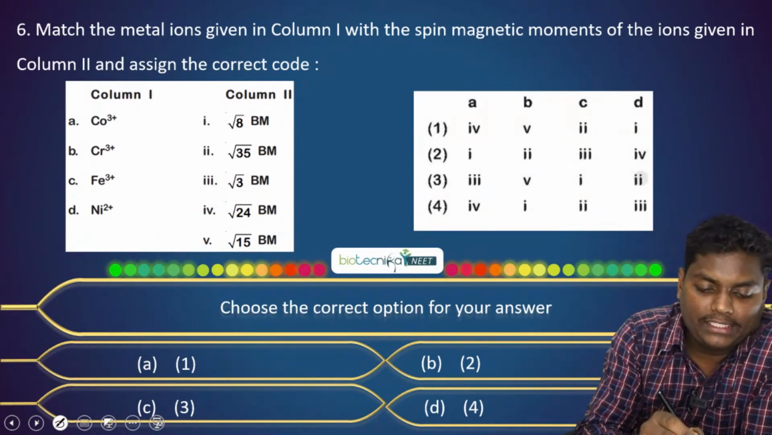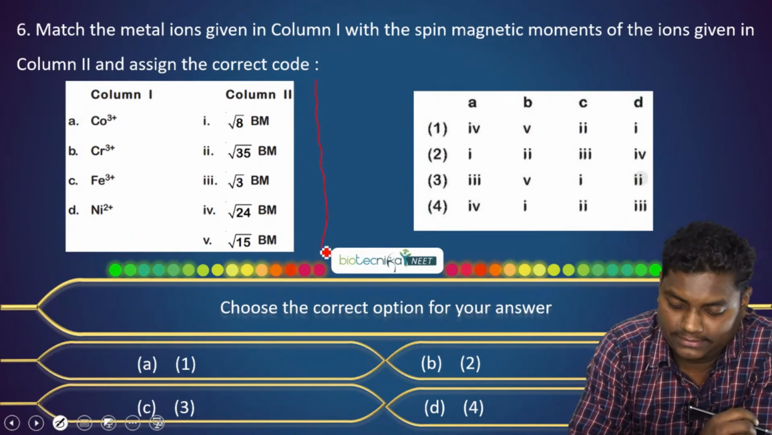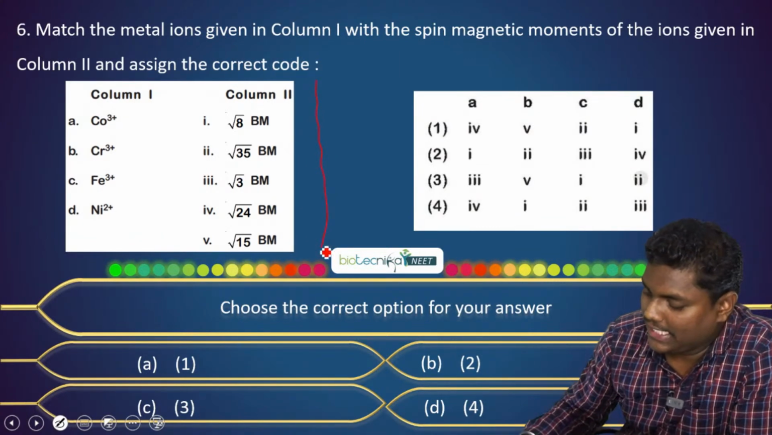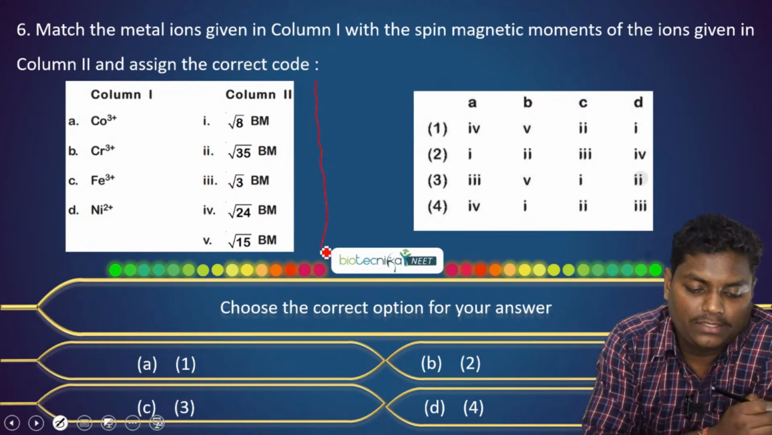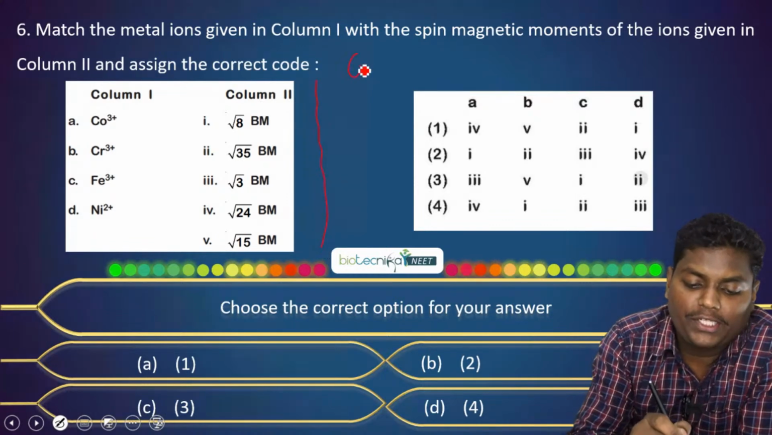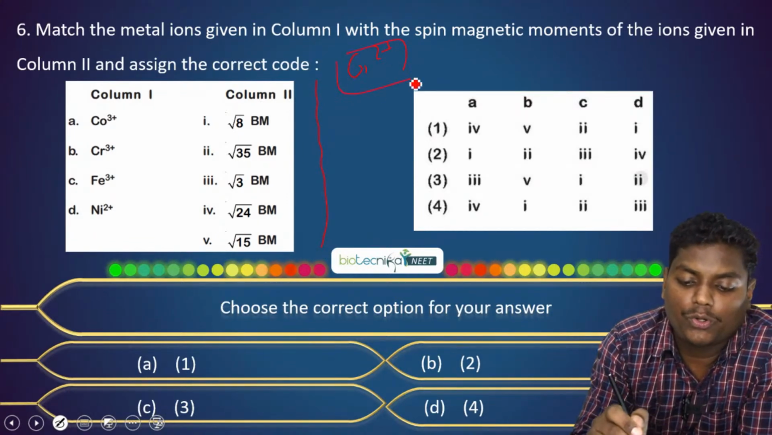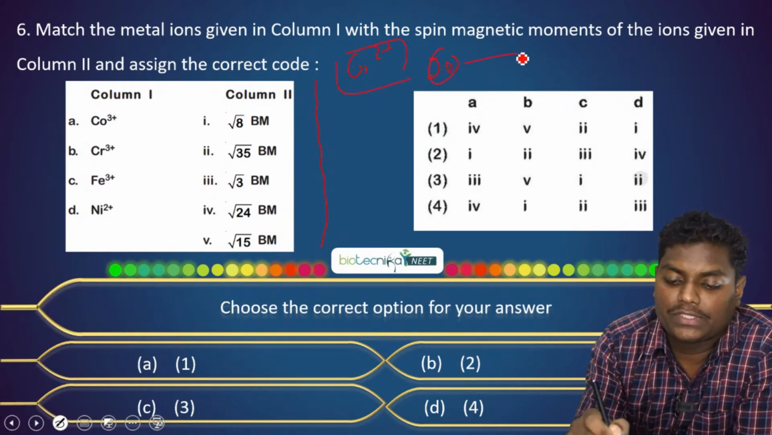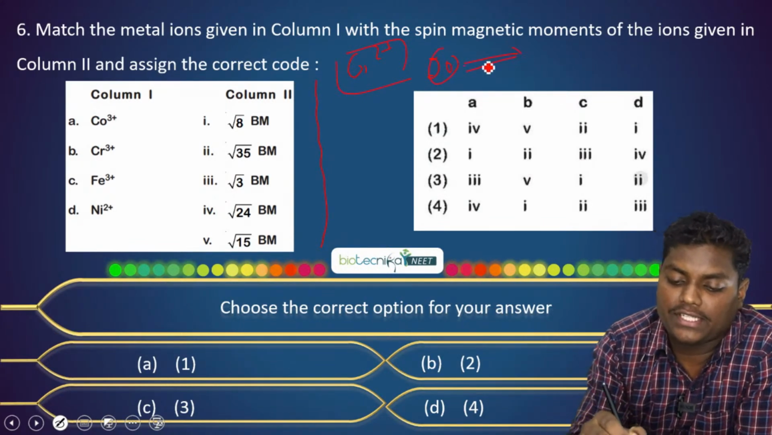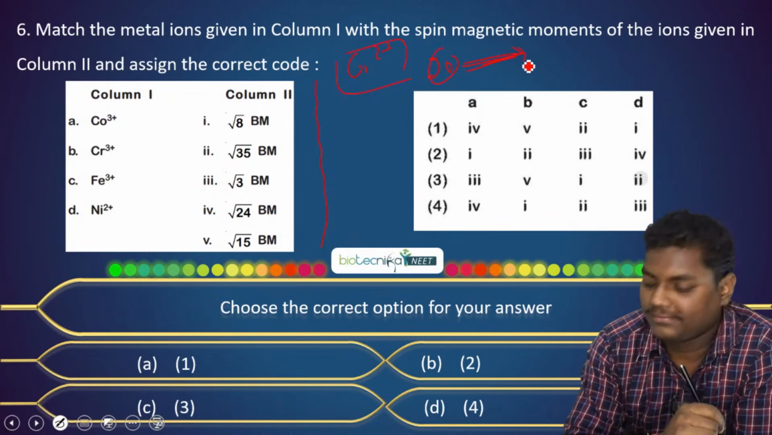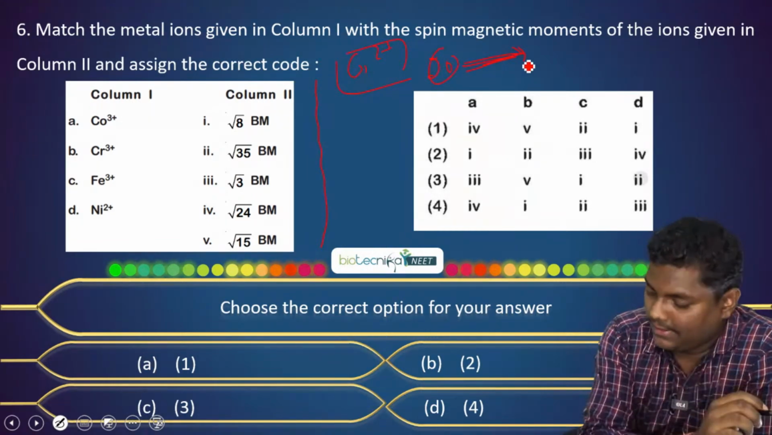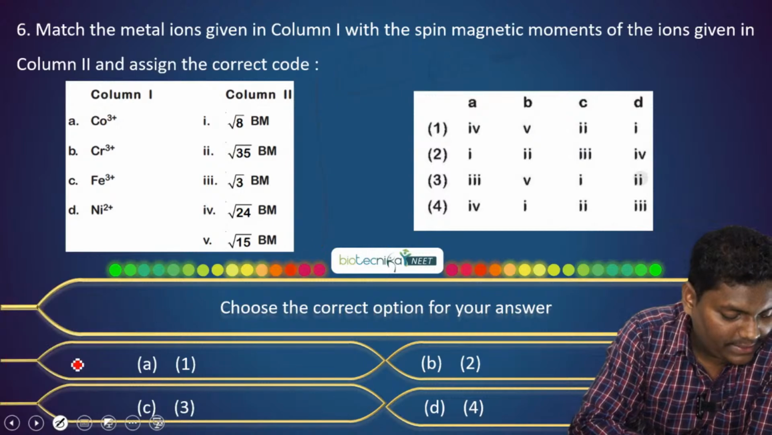You need to find the magnetic moment of these complexes. Try solving this with me. It is important to note here that you should know the atomic numbers of the first row transition elements. I'll wait for a couple of seconds.